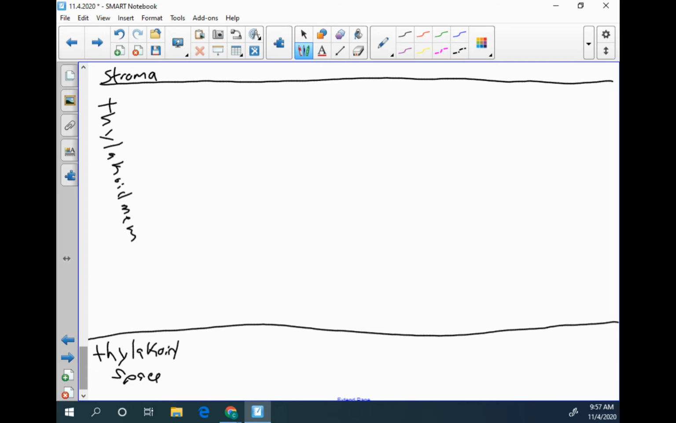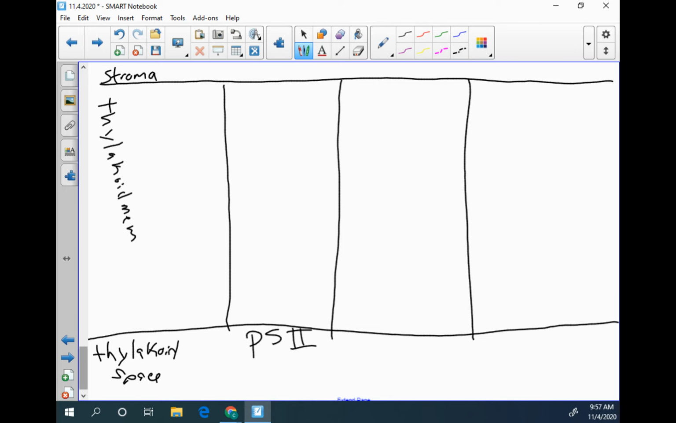Now, instead of drawing the weird corn dog looking thing from yesterday, I'm just going to draw boxes for ease of space. So you are free to draw this however you'd like, but I'm just going to do boxes. This is going to be photosystem 2. This, I might run out of space, is photosystem 1.